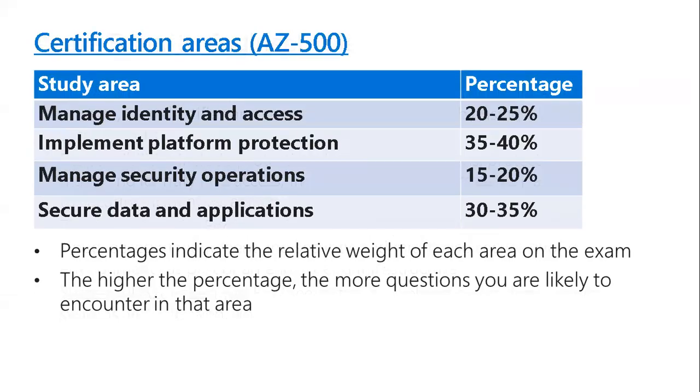Now, after the training, if you would like to appear for a certification, this is the percentage of questions you may expect during the certification. From identity and access, you may expect 20 to 25%. From platform protection, somewhere around 35 to 40%. From security operations, 15 to 20%. From secure data and applications, 30 to 35%. So this is the percentage of questions you may expect during certification.